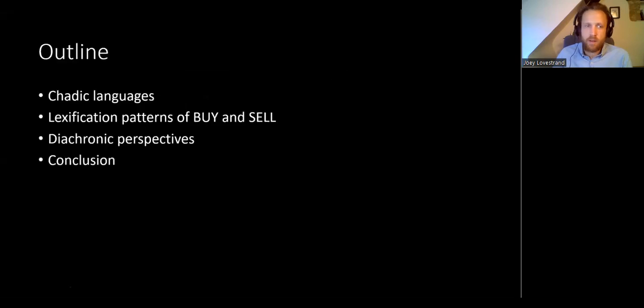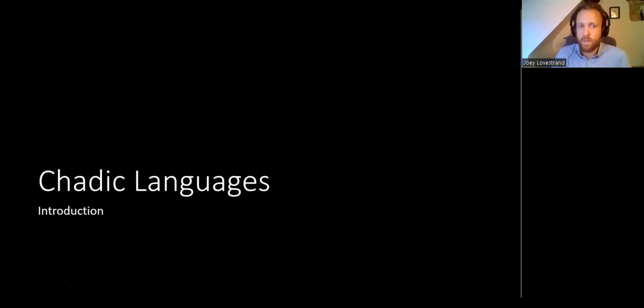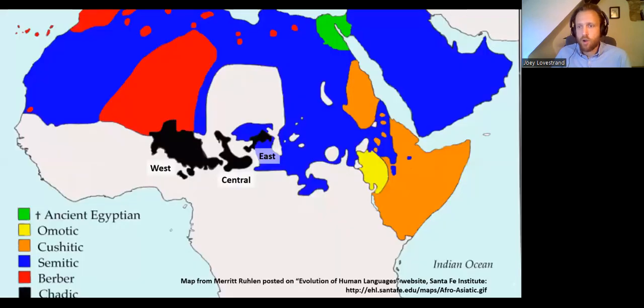This is a brief outline of what I'll be talking about today. I'll do a quick introduction to Chadic languages, and then I'll spend most of the time talking about lexification patterns of the semantic concepts buy and sell in these languages. I'll share a bit about some thoughts on diachronic perspectives for how these lexification patterns came about, and then end with a brief conclusion.